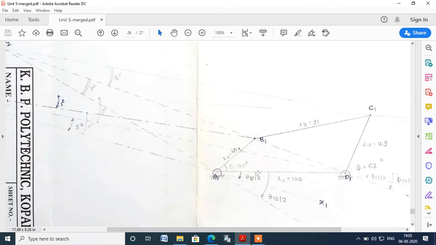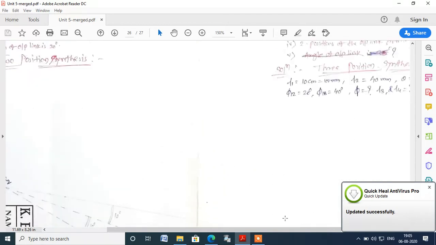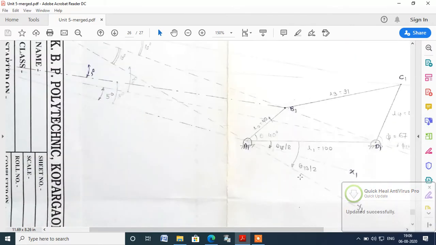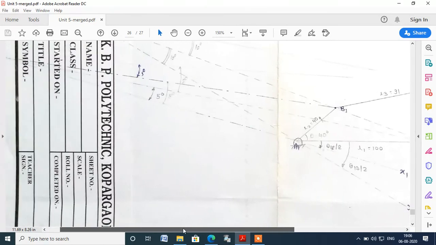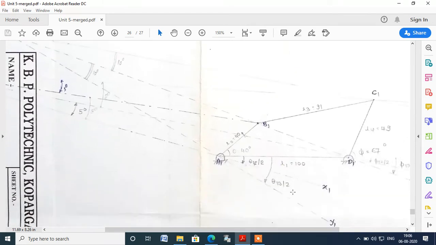Then after that, take an angle from A1 D1 in the reverse direction. How much angle? Theta 13 by 2, that is 60 divided by 2, which is 30 degree. Draw another line y1 r2. We don't know the exact point, just the line y1 r2. Okay, we have drawn, correct? Now next, come to point D1.